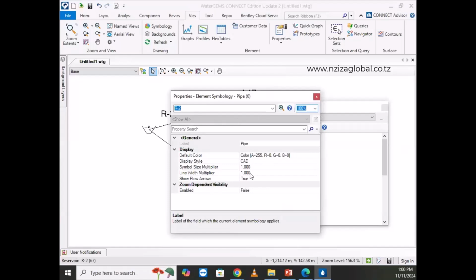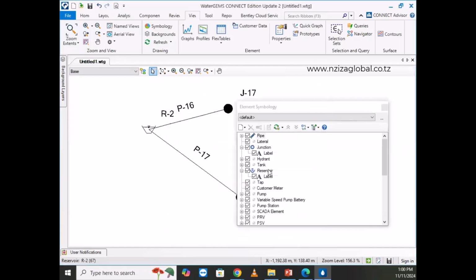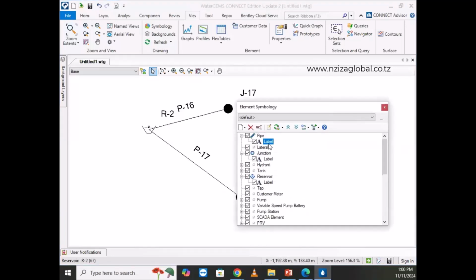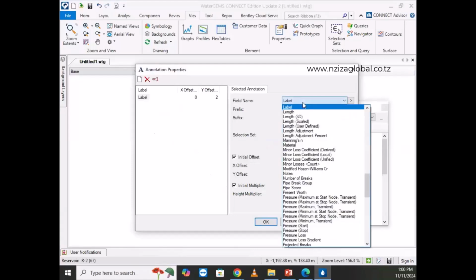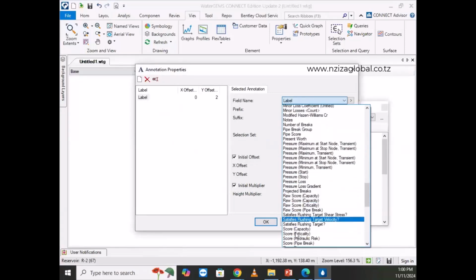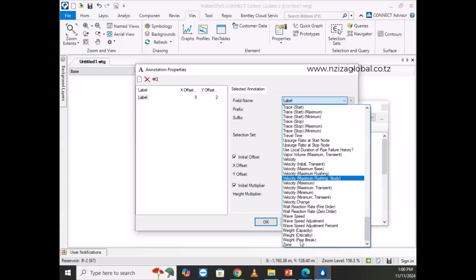This one you can do the line width, symbol size. You can change it like here, but you can also go on label. Double click on it. This is coming, your symbol. There is length, because we remember we took on the pipe. You can label the length of that pipe. You can label the material. You can label everything which is appearing here. Those are the properties that can be shown by WaterCAD.